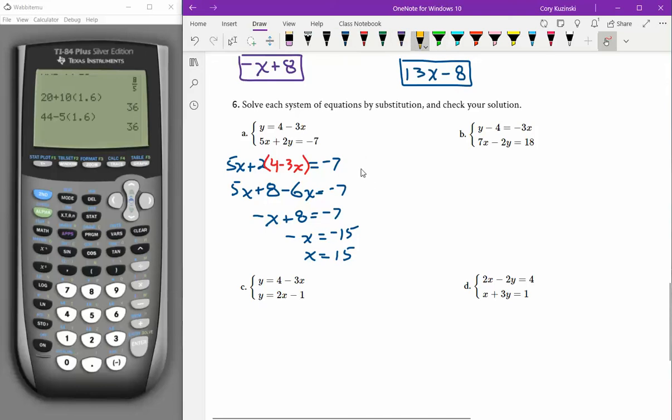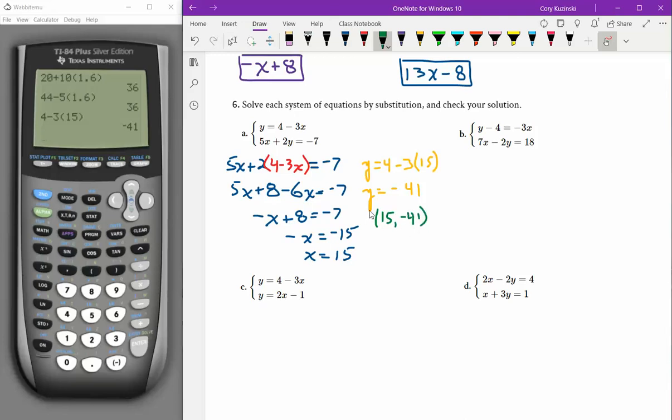So let's go y equals 4 minus 3 times 15. That's the easier equation to plug it into. 4 minus 3 times 15. That gives us -41. So our solution here is x is 15, y is -41. That's the point where those two lines cross, or the only point that works in both equations.